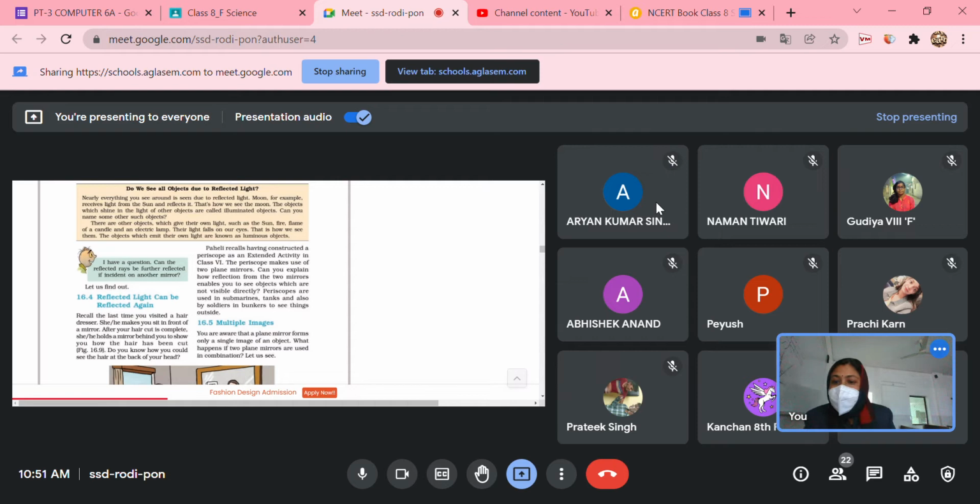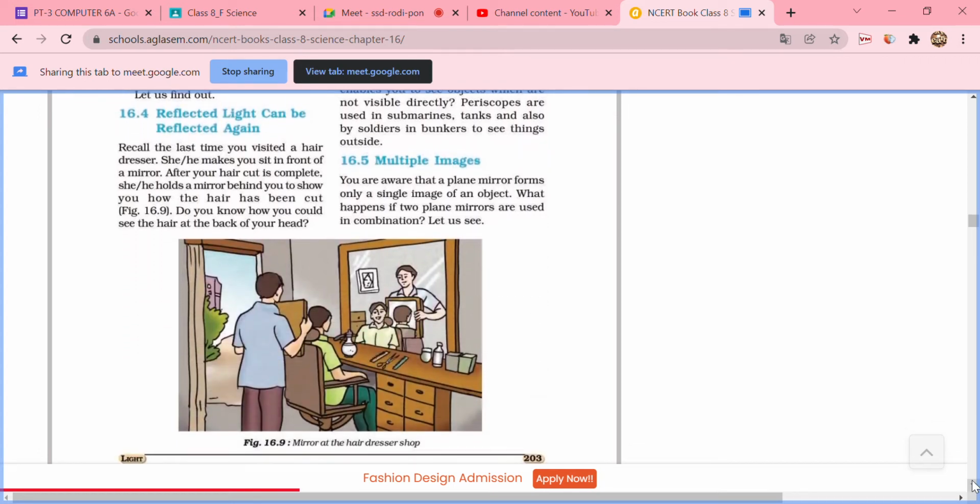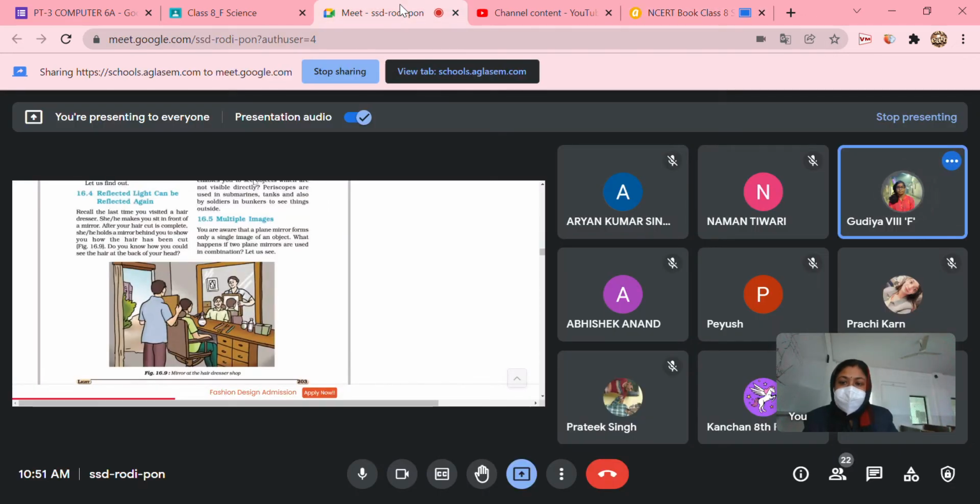Now read the next part, Julia. 16.4. Can the reflected rays be further reflected if incident on another mirror? Let us find out. 16.4. Reflected light can be reflected again. Recall the last time you visited a hairdresser. She or he makes you sit in front of a mirror. After your haircut is complete, she or he holds a mirror behind you to show you how the hair has been cut. Do you know how you could see the hair at the back of your head?